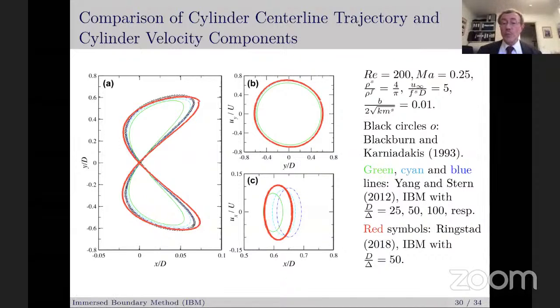Because we have data, numerical data, from a simulation based on a spectral method in an accelerated coordinate system by Blackburn and Karniadakis, and an incompressible immersed boundary method by Yang and Stern. So we see here some comparison, that is the location of the center of the cylinder with different grid sizes by Yang and Stern, and the circles by Blackburn and Karniadakis. And our result that was obtained by Knut Ringstad in his master thesis, that are the red crosses here.